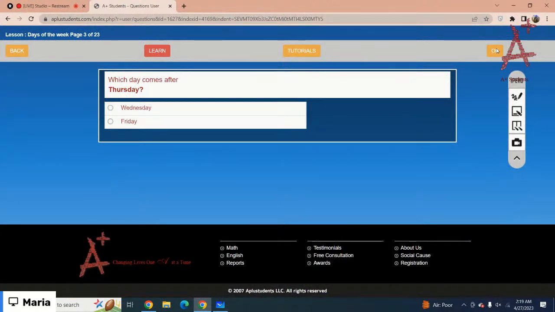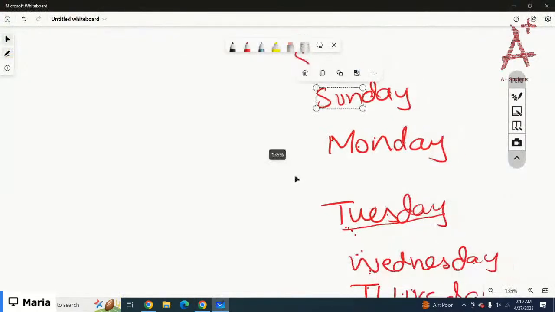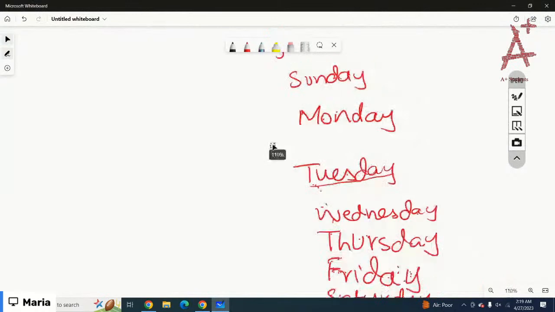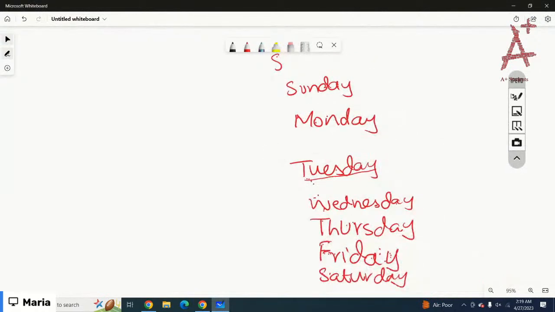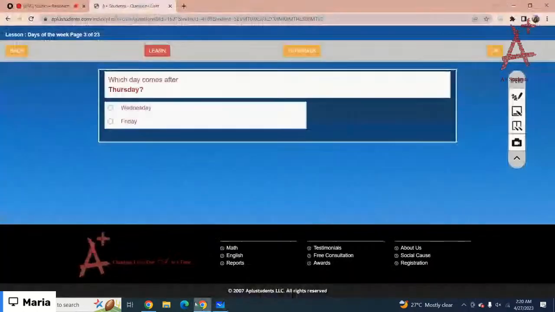Which day comes after Thursday? So here is Thursday. And right after the Thursday we have, yes, after the Thursday we have Friday. Got it? So right after the Thursday, we have Friday.